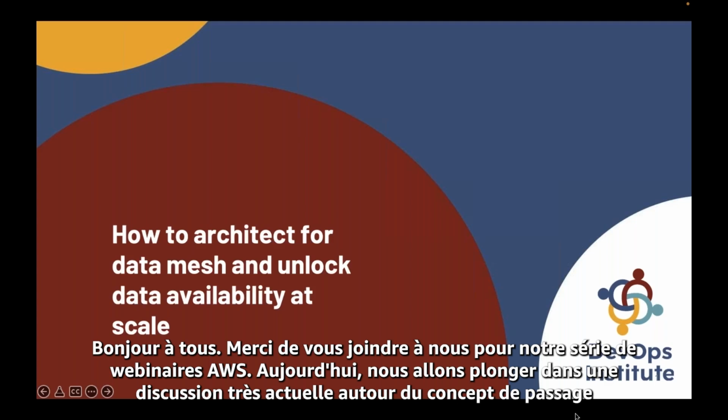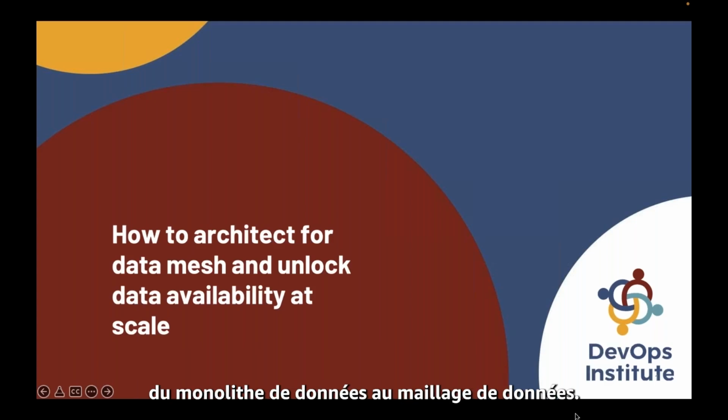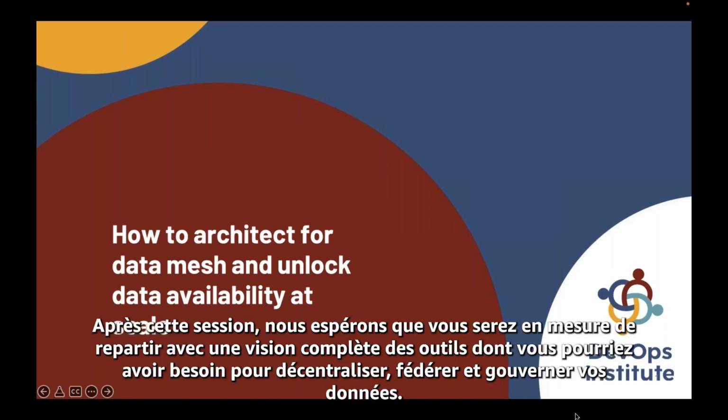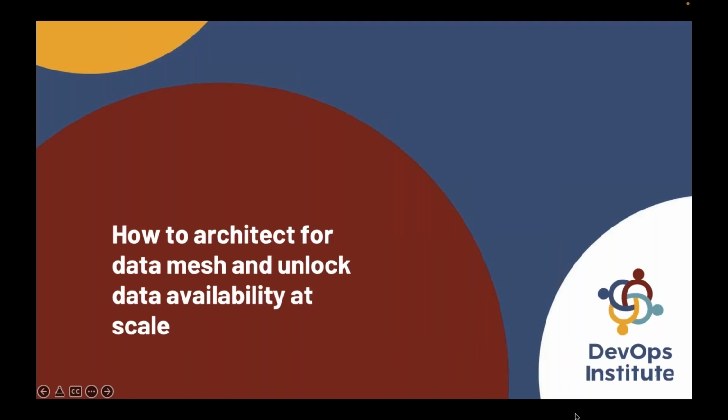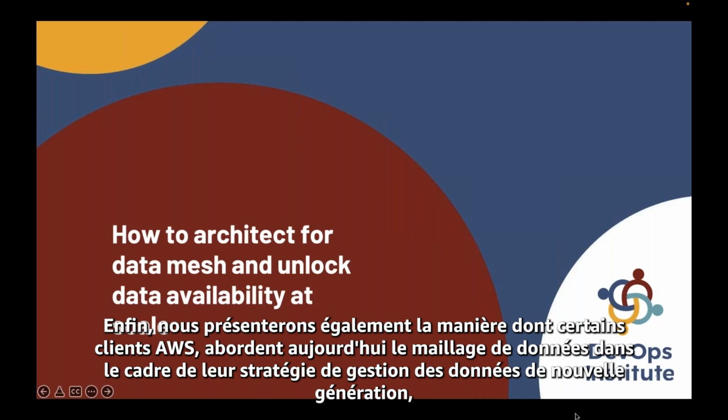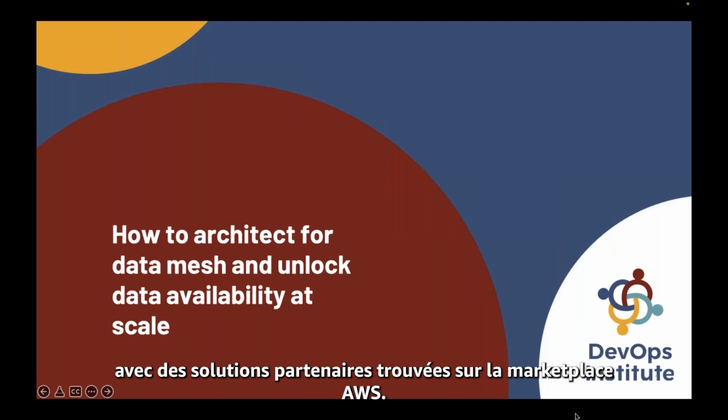Today we are diving into a very topical discussion around the concept of moving from data monolith to data mesh. After today's session, we hope you will be able to walk away with a full scope of what tools you might need to decentralize, federate, and govern your data, what considerations should be taken when architecting for this concept, and whether data mesh is really right for your organization. Finally, we will also showcase how some AWS customers today are approaching data mesh as part of their next generation data management strategy with partner solutions found in AWS Marketplace.